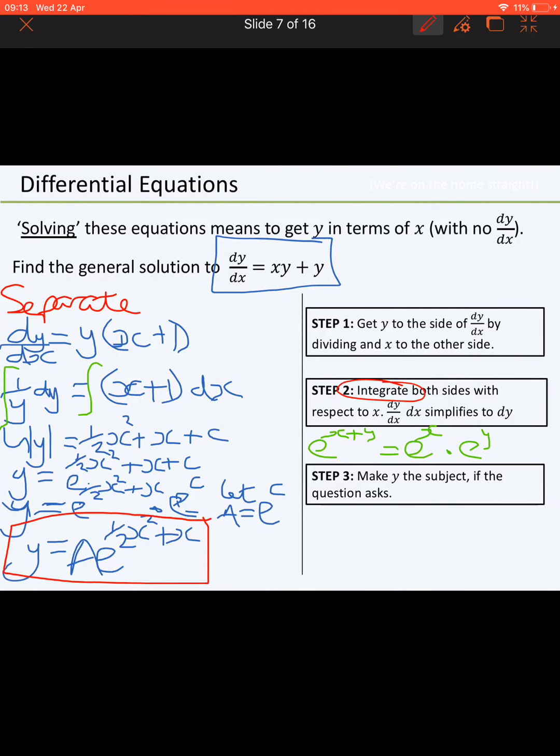Okay, so there were 3 steps to that process. Step 1 was to separate, so to get the y's and the dy on the same side, and the x's and the dx onto the other side. Then we integrated both sides, the left with respect to y, because you have the dy, the right with respect to x, because you have the dx. Step 3 is essentially you trying to make it y equals. So because I love a rhyme, if step 1 is separate, and step 2 is integrate, then step 3 is manipulate.